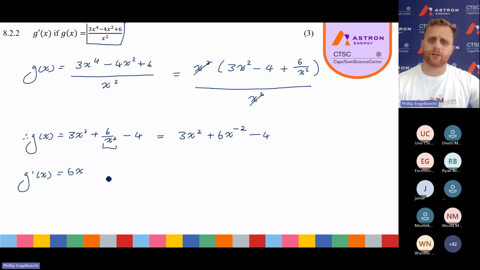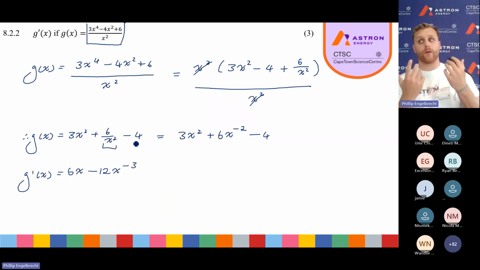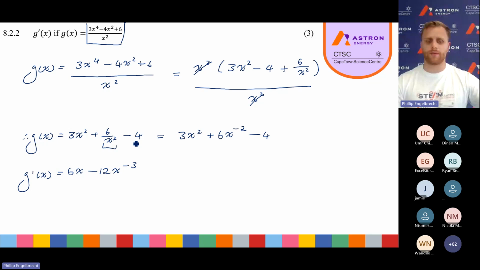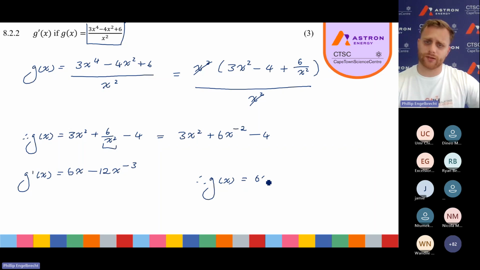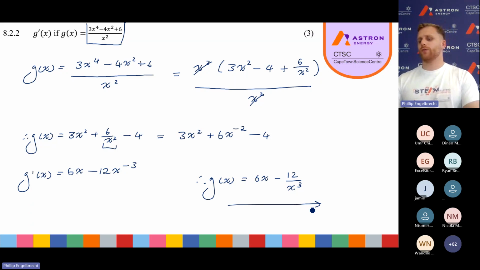So that becomes 6x minus 12x to the power of negative 3. The derivative of negative 4 is just 0. The derivative of any constant, no matter what it is, is 0. Okay? And therefore, you can simplify this, and you can get that g of x is equal to 6x minus 12 over x cubed. And there is your final answer.